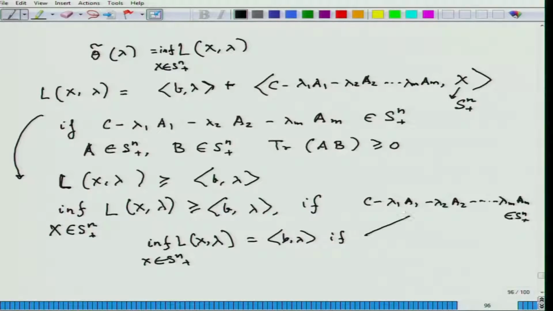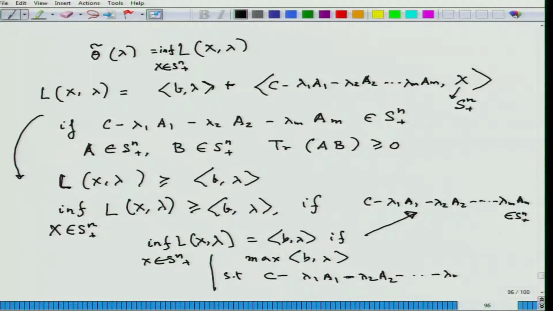if this holds. So, my dual is again to maximize b lambda such that C minus lambda 1 A1 minus lambda 2 A2 and so on is in Sn plus. So, I showed that in both ways you can come to the same conclusion. Any way you can proceed. Again I am putting the Loewner ordering.